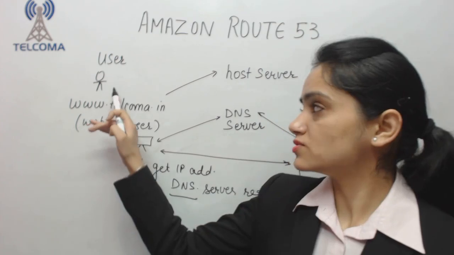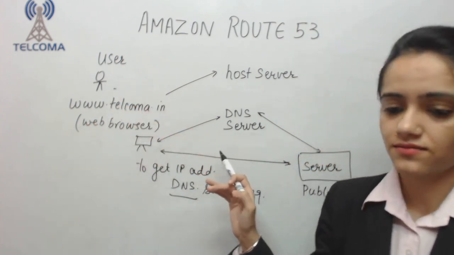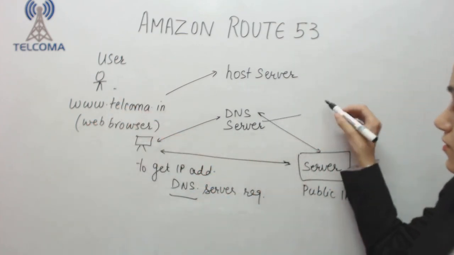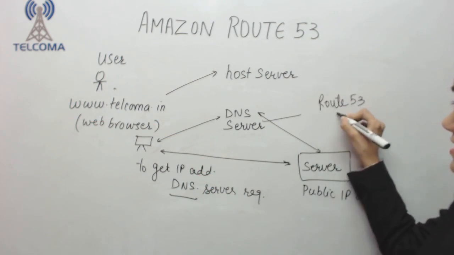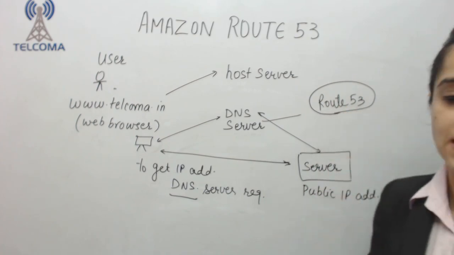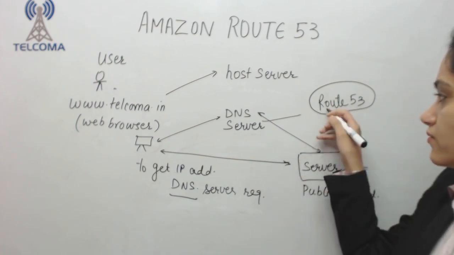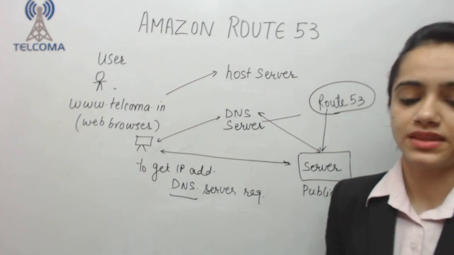Now as for the user, we are connected to a DNS server. It is connected to the Route 53 server, which has all the information of the various servers.